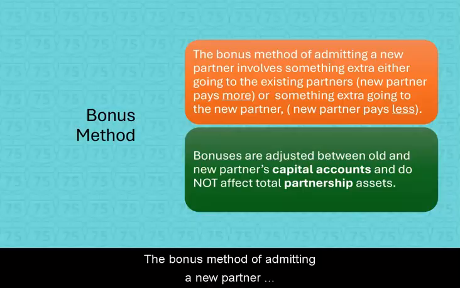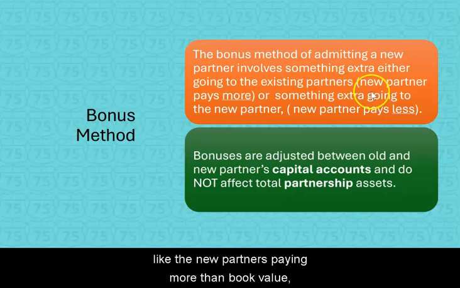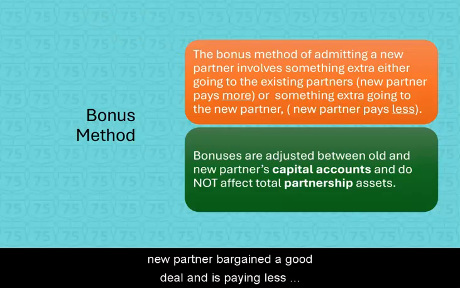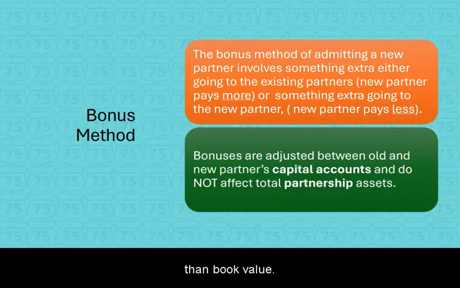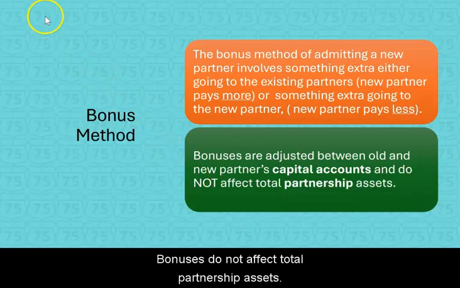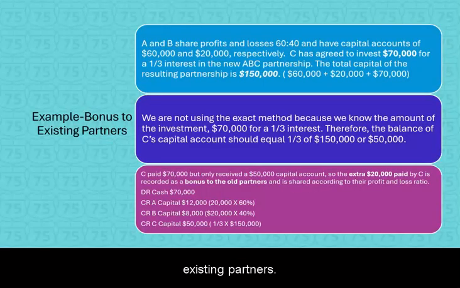All right, the bonus method of admitting a new partner involves something extra, either going to the existing partners, like the new partner paying more than book value, or something extra is going to the new partner because the new partner bargained a good deal and is paying less than book value. Bonuses are always adjusted between old and new partners' capital accounts. Bonuses do not affect total partnership assets. So here's an example where the bonus goes to the existing partners.